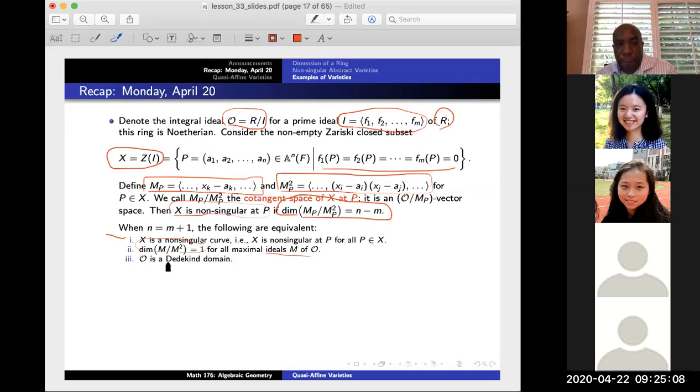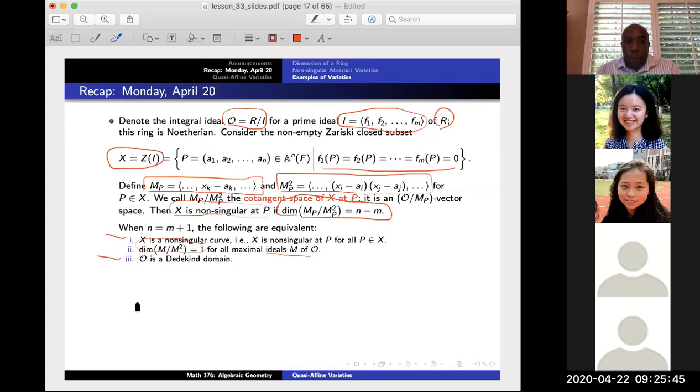So notice that that means I have to compute this dimension for every maximal ideal I can write down. It's not just enough to say that it's true for one, I have to say that it's true everywhere. But that's what it means to be non-singular at a point. Remember that point, P, I can associate to this maximal ideal, MP. So now I have to take a look at every maximal ideal, M sub P, and take a look at this MP mod MP squared. Right? Make sure that that is a one-dimensional vector space. So this is all equivalent to saying that this ring O is a Dedekind domain.